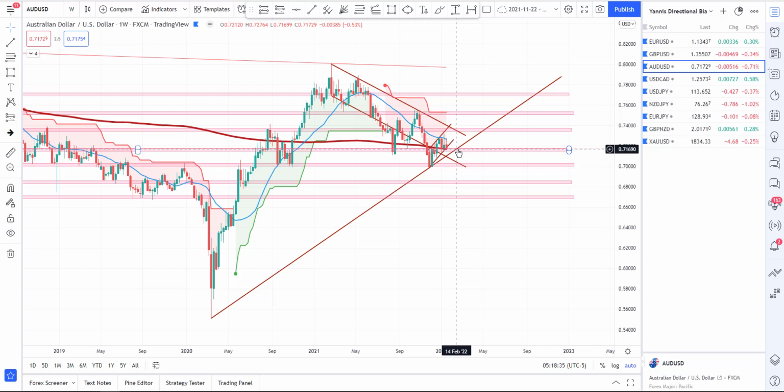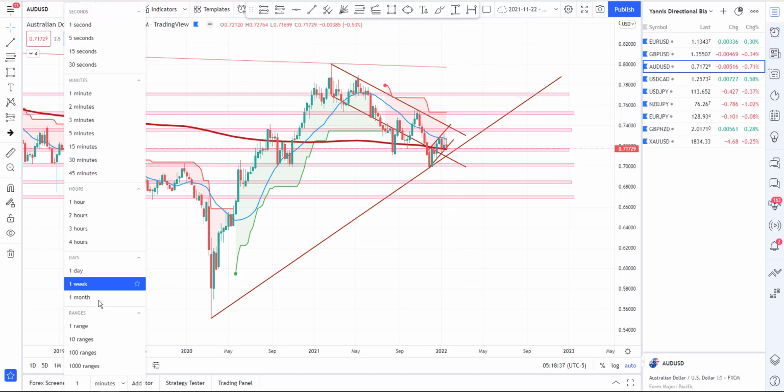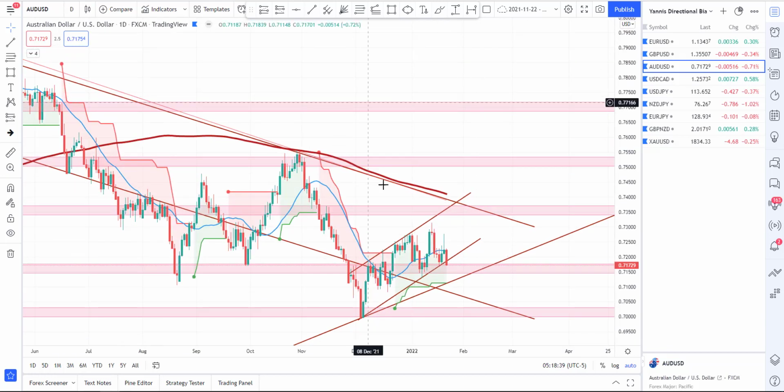So dropping down to the daily time frame, you will see that here we are trading below the 20 moving average, below the 200 moving average, and the pair didn't decisively manage to break above the previous high and couldn't sustain those levels around 0.73.